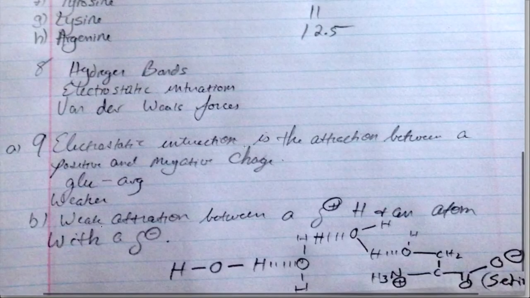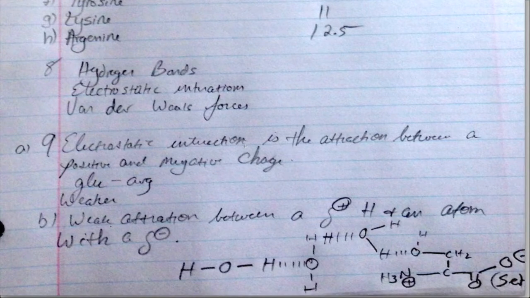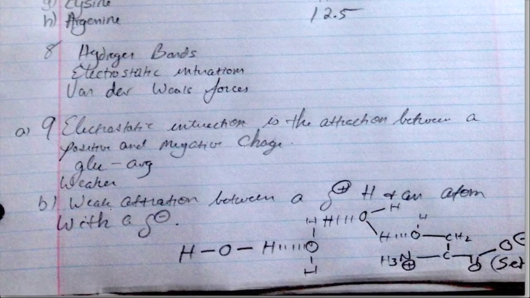That is a good answer for number 8. So these are weak interactions. What's the name of the strong interaction? What's the alternative to these weak interactions that's stronger? Ionic, covalent, and... I think we're getting a little confused there. We've really only talked about one strong interaction.